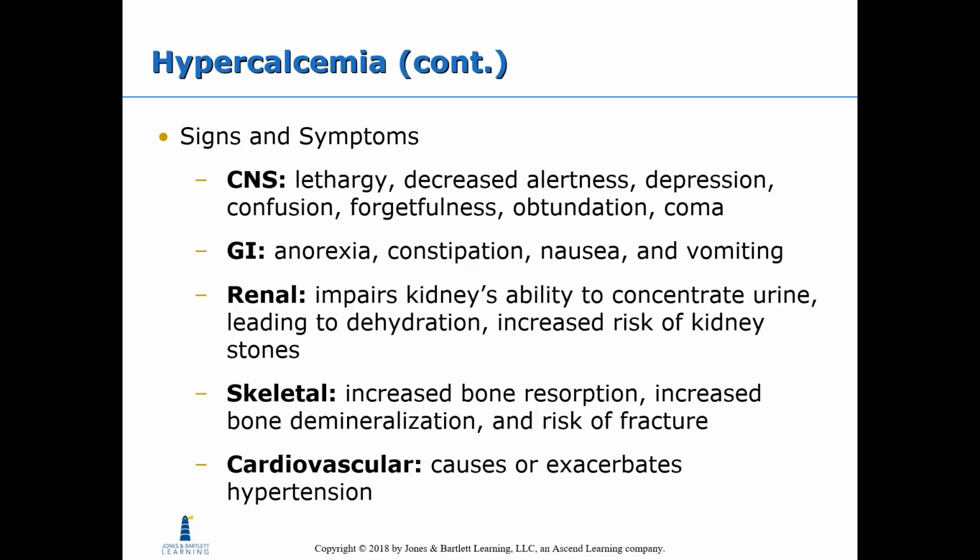Signs and symptoms. In the CNS, you see lethargy, decreased alertness, depression, confusion, forgetfulness, obtundation, coma. GI: there's anorexia, constipation, nausea, and vomiting. Renal: it impairs the kidney's ability to concentrate urine, leading to dehydration and an increased risk of kidney stones. Skeletal: increased bone resorption, increased bone demineralization, and risk of fracture. Cardiovascular: causes or exacerbates hypertension.